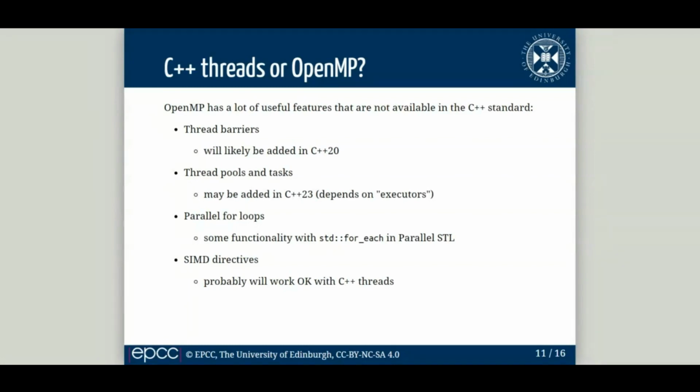OpenMP has barriers. I remember in C with POSIX threads, I would say that they have barriers, but yeah, it has been ages since I used them, back in my PhD times. Also, C++ has thread pools. Tasks are a nice feature of OpenMP.